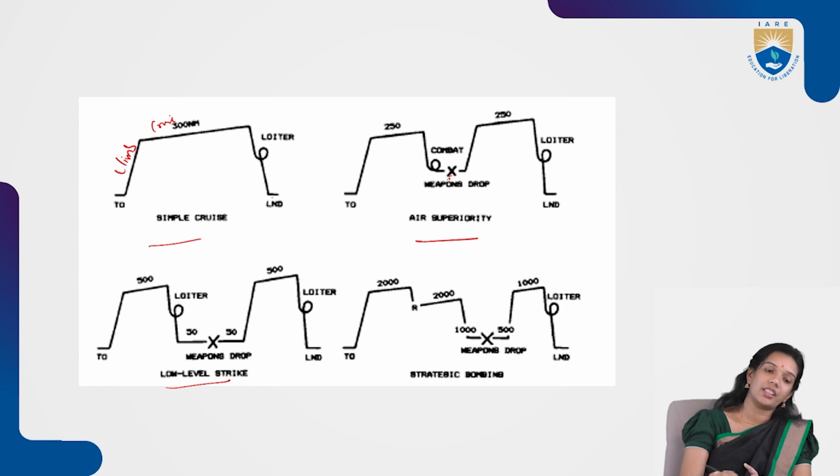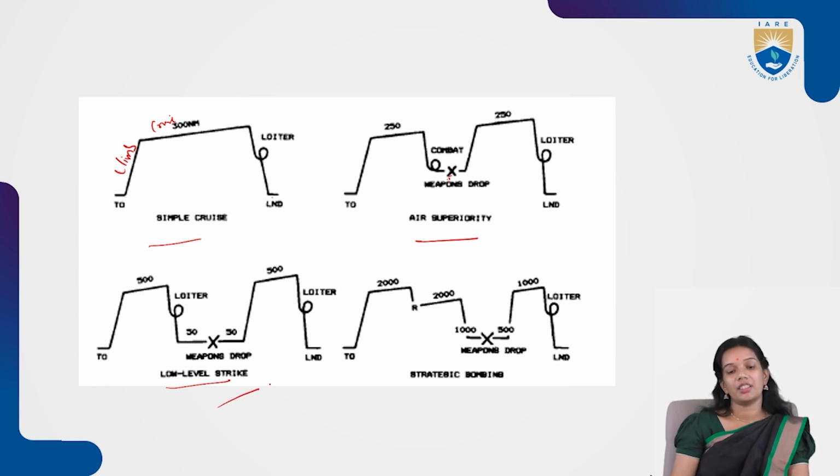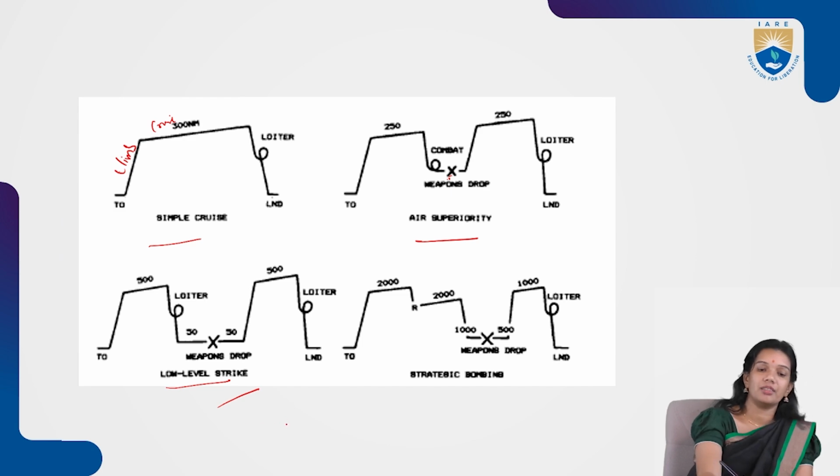But having this condition, when you have a low level strike mission profile, the disadvantage is that I definitely need to be at high speed flight only. My range is going to be the same, but I lose my aerodynamic efficiency. So my L by D is less. My efficiency is decreased in a low level strike mission profile, right?